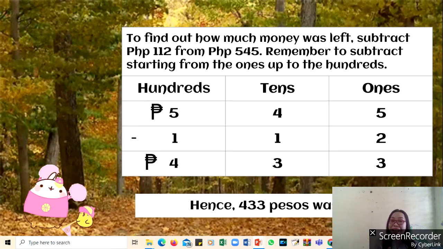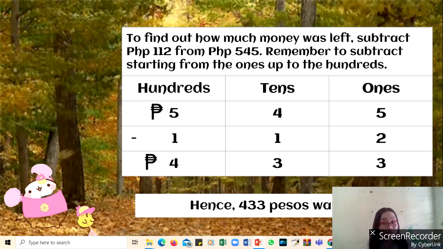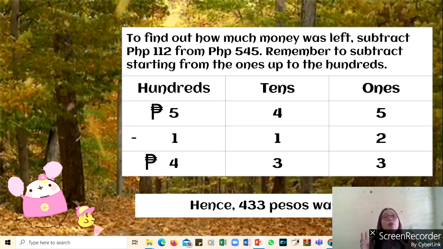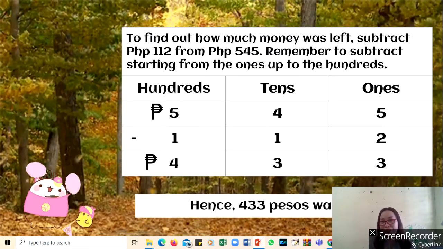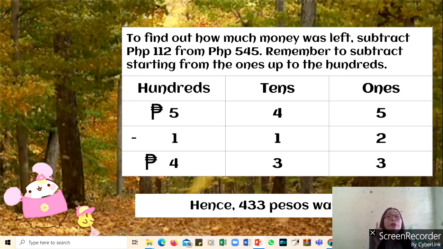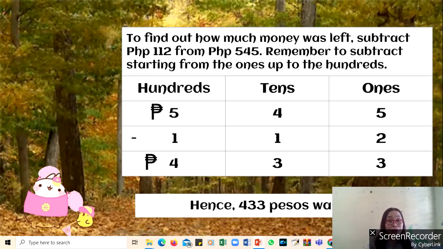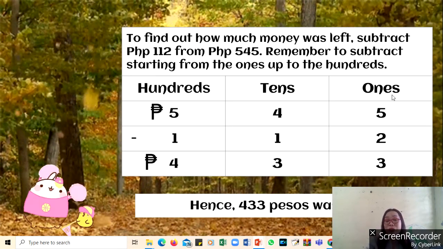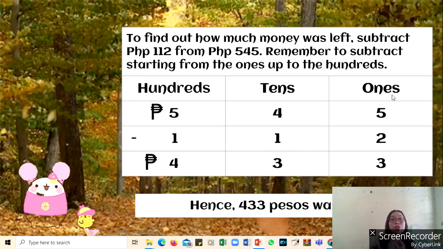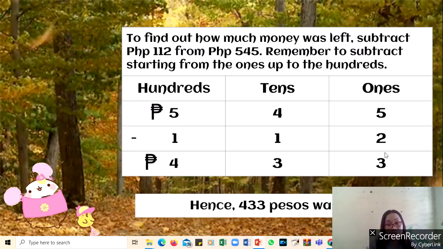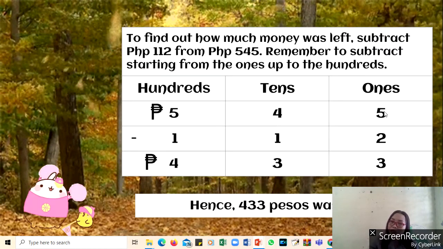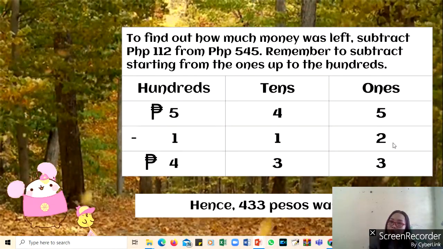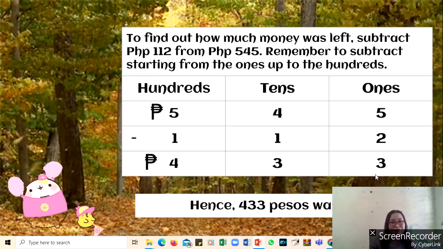Okay, to find out how much money was left, subtract 112 pesos from 545 pesos. Remember to subtract starting from the ones to the hundreds. We should always start subtracting from the ones, followed by tens, and then hundreds. So let's try it. 5 minus 2 equals 3.